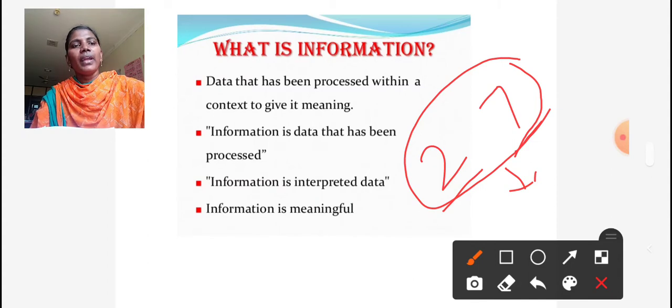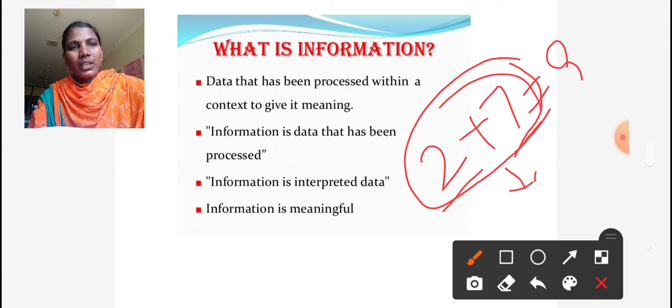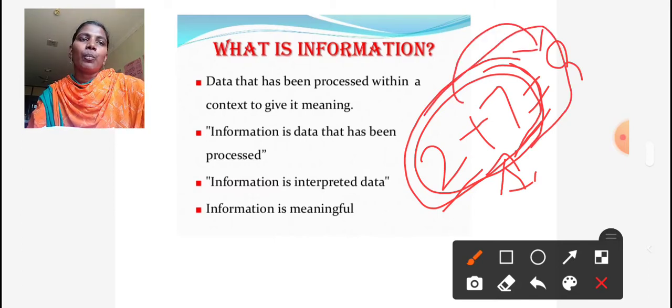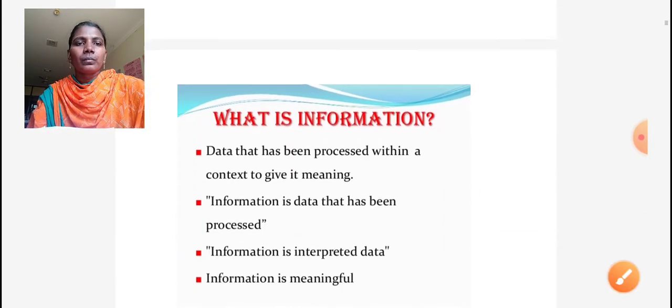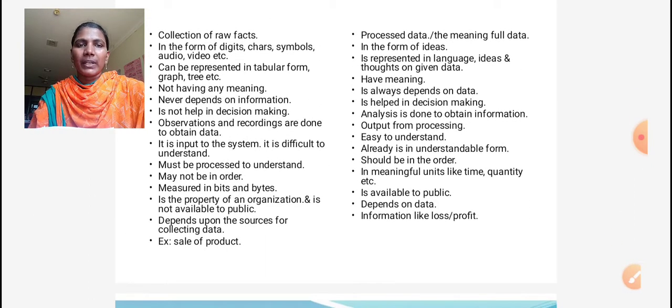When we keep an operator between them, say I place a plus symbol, it gives some other value as the result. So here the data values are processed with an operation, and it gives a result, which is called information. The processed data is called information. Here are some of the differences between data and information.